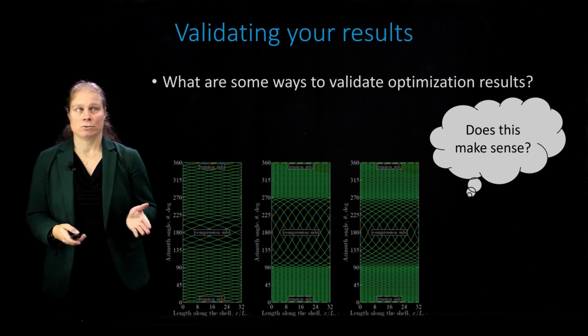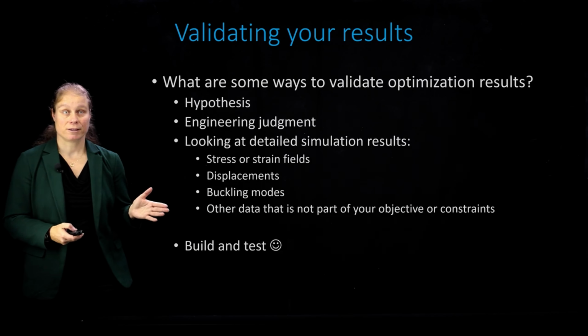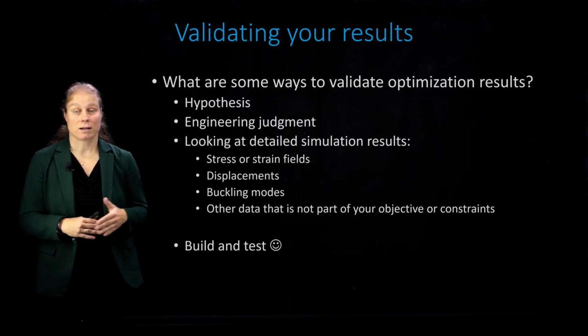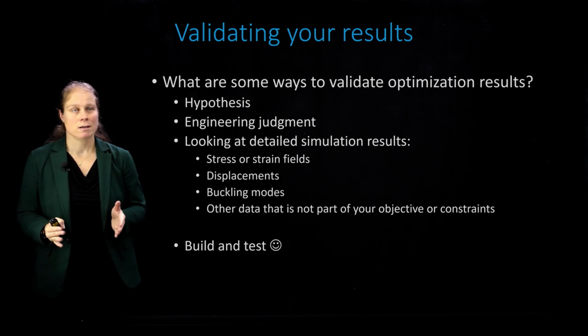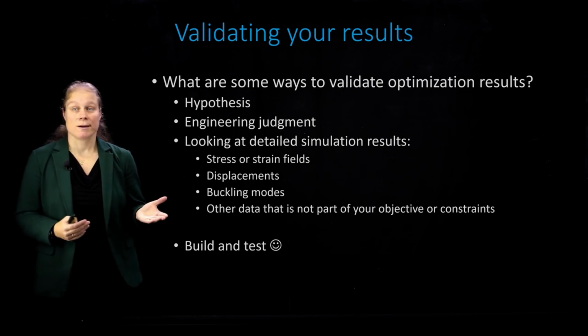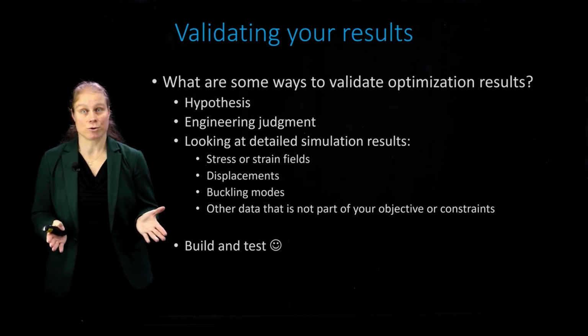So what can you do to validate your results? Here are a couple of things that you can do. It's not an exhaustive list. It's going to depend on the actual problem that you're working on. But typically, you might want to start with a hypothesis. What do you think the optimization result is going to show you?